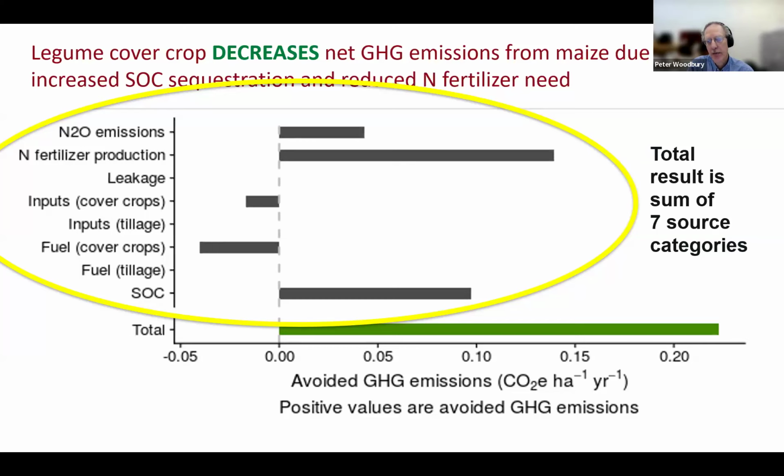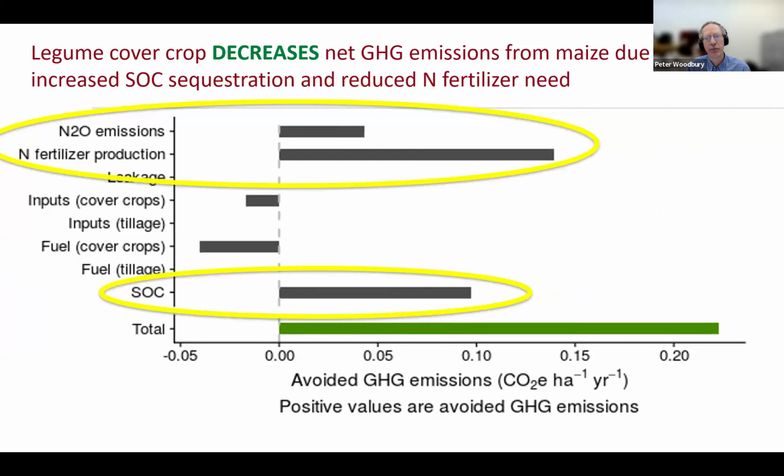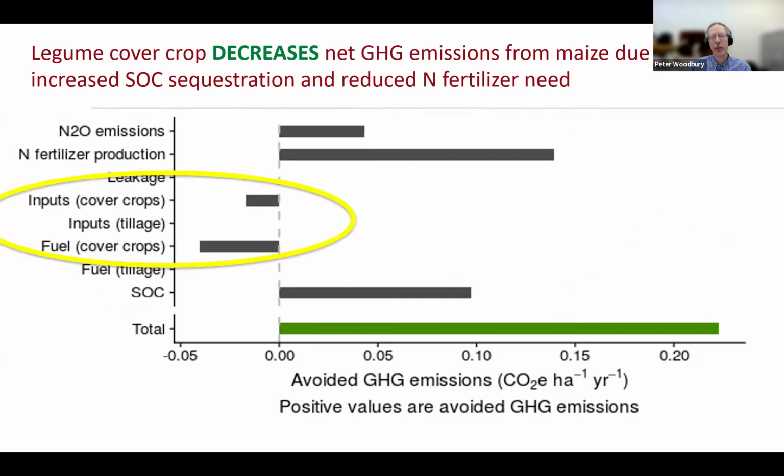And lastly, of the 7 source categories here, soil carbon, soil organic carbon, abbreviated SOC, is increasing. So we're getting some benefit from that. So these are showing just three of these source inputs were positive and 2 of them were negative.